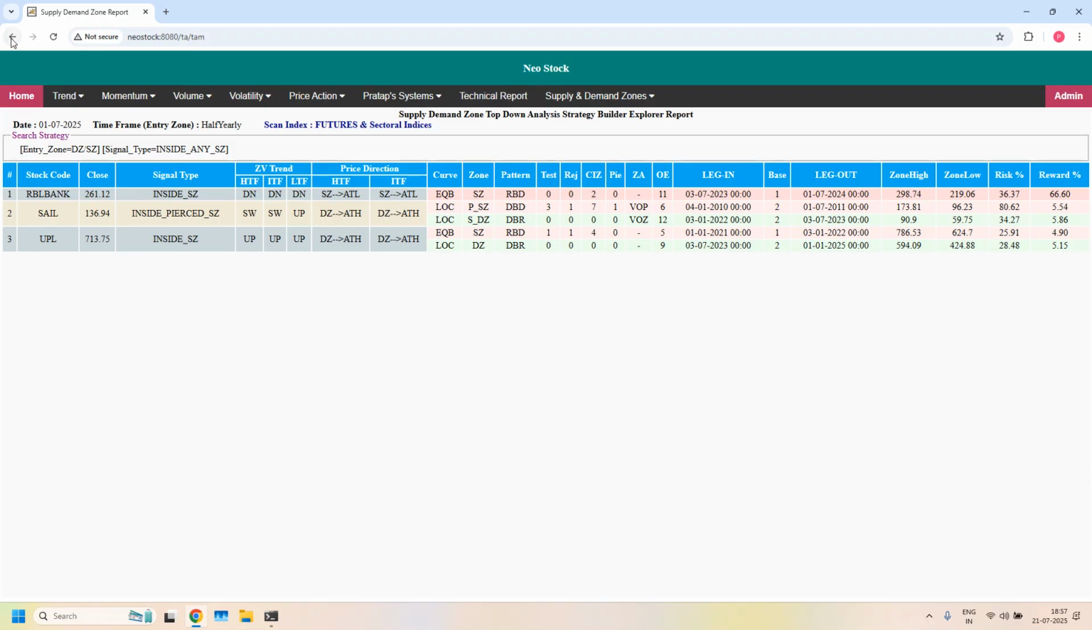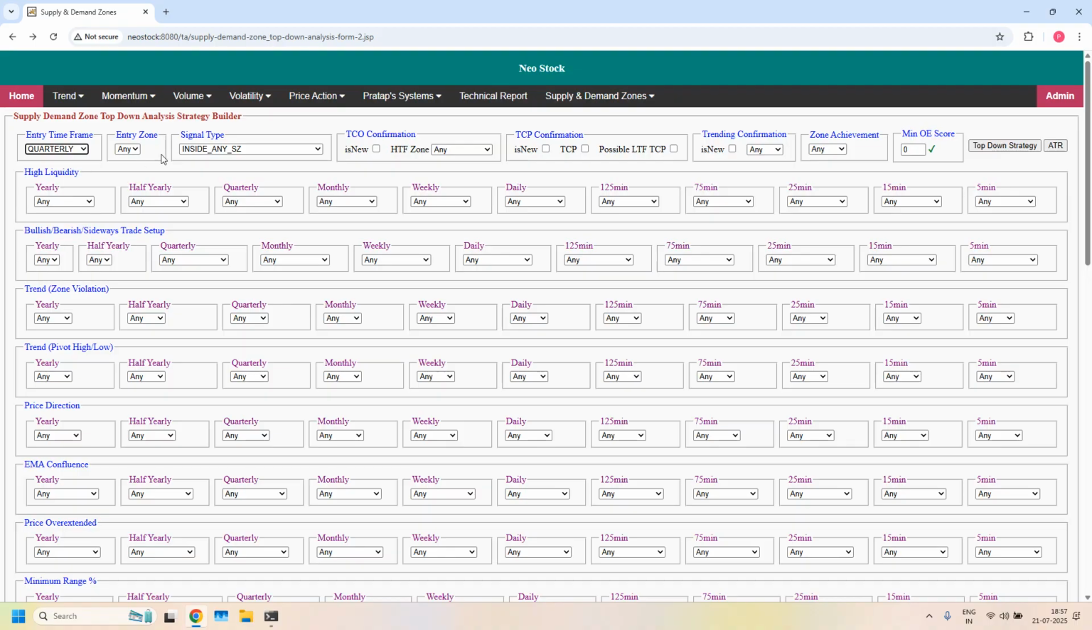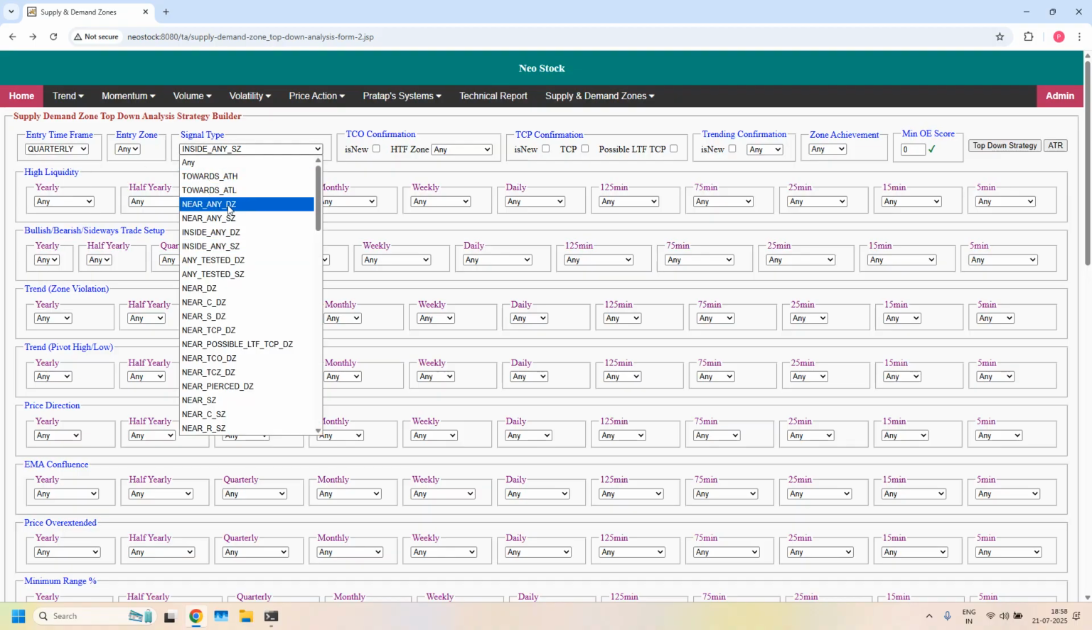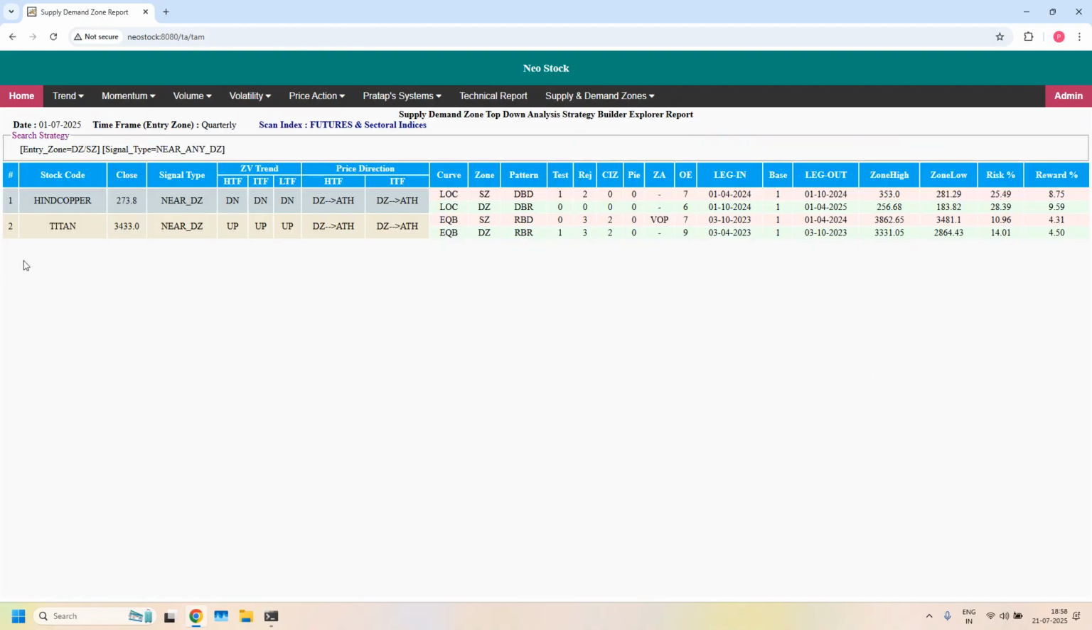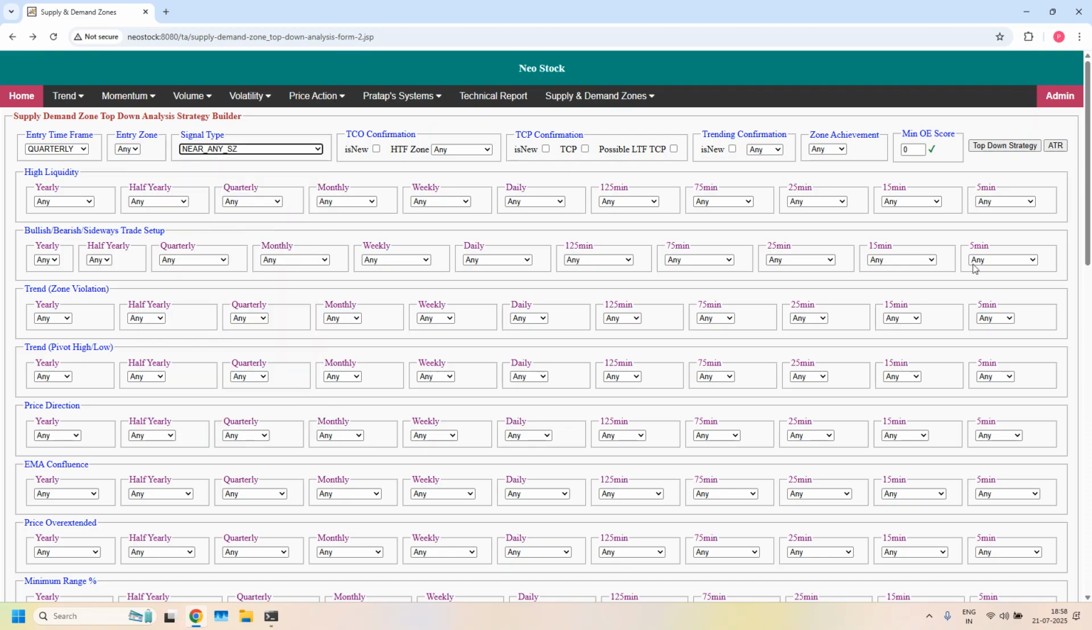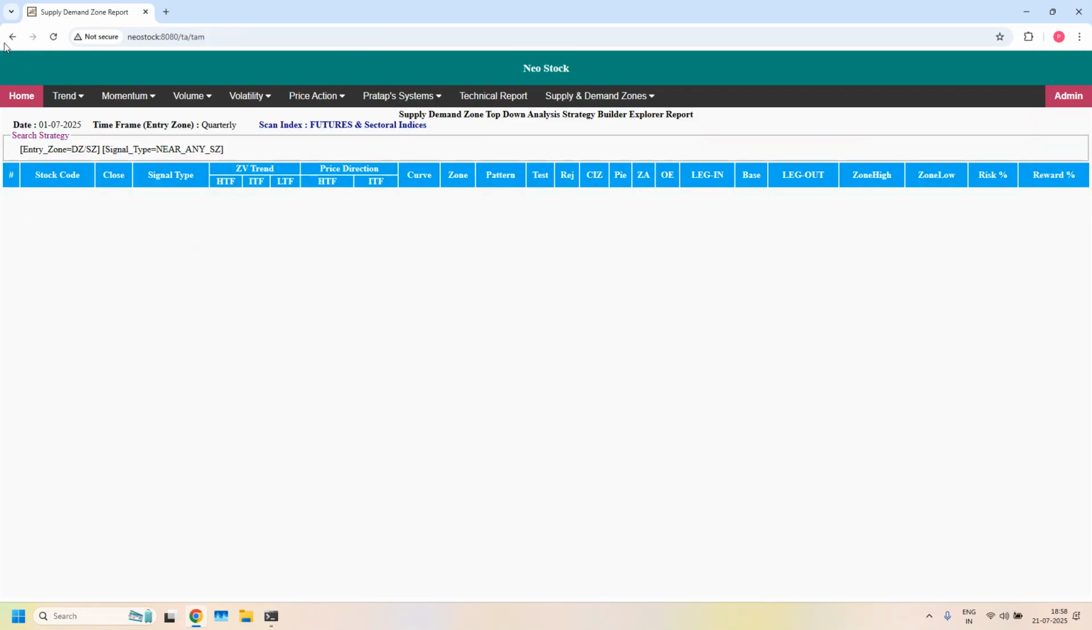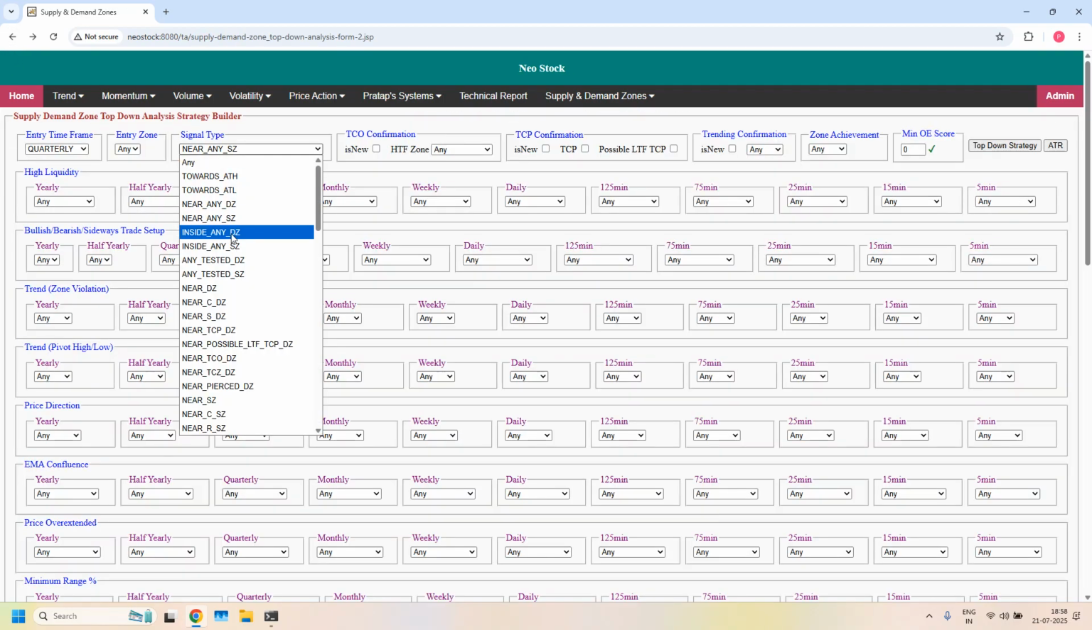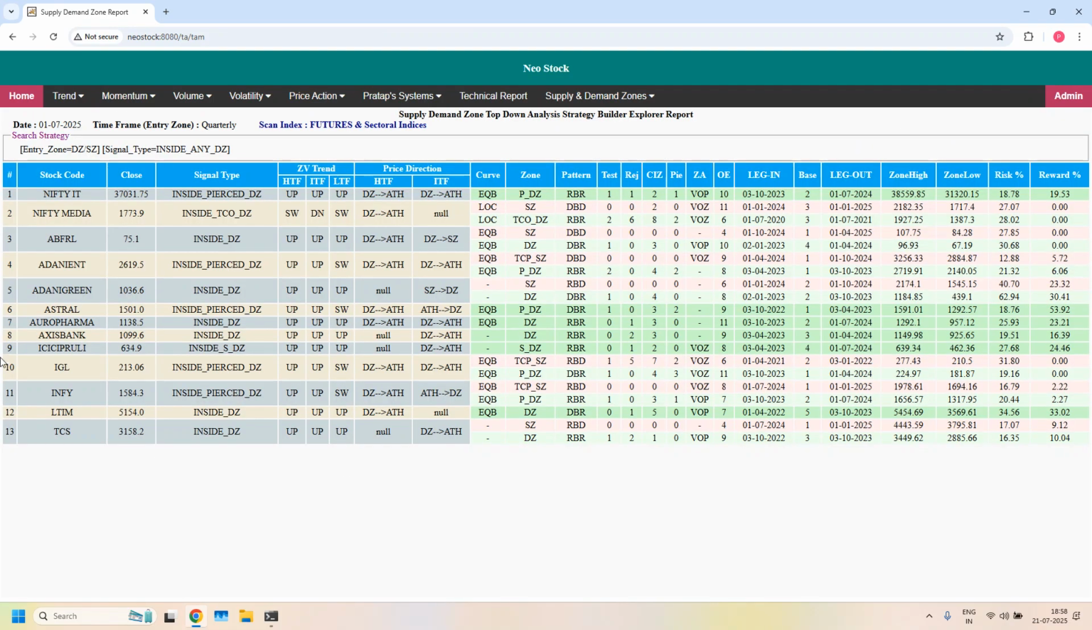Okay, next time frame is quarterly. Stocks near the quarterly demand zone. We got 2 stocks. Next, stocks near the quarterly supply zone, no stocks. Price closed inside the quarterly demand zone, we got 13 stocks.